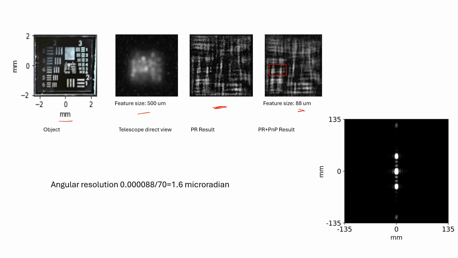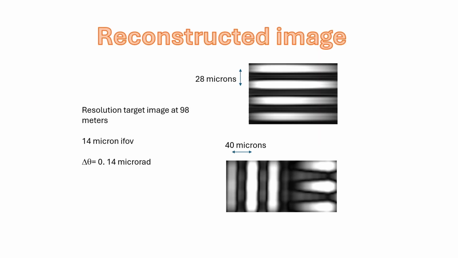And for this relatively simple object that created that scatter, here's what a reconstruction looks like. So we have a set of bars on the object, and imaged at 100 meters, we can reconstruct these bar features down to something like a 14 micron resolution, which corresponds to 140 nanoradians with a relatively modest resolution telescope.